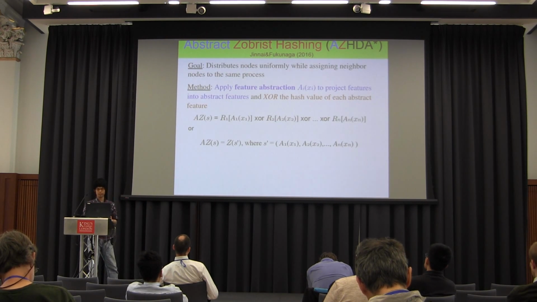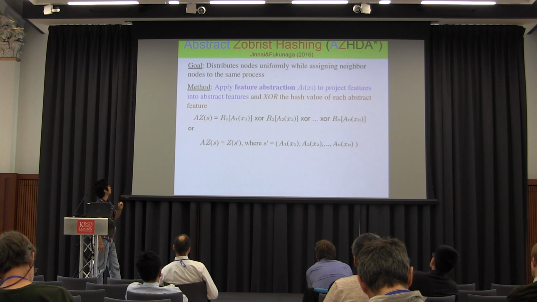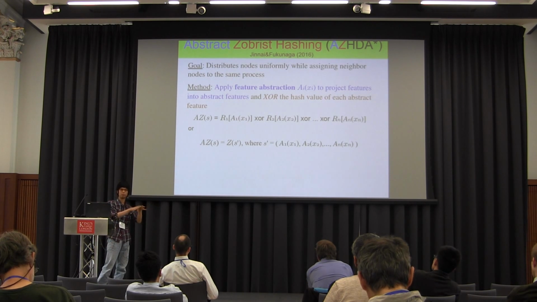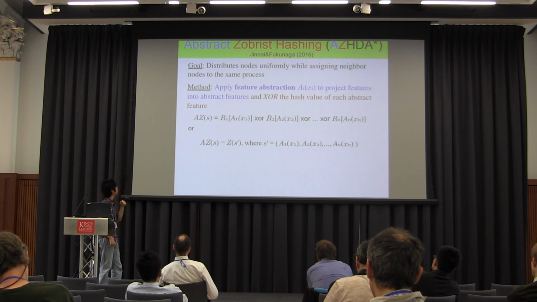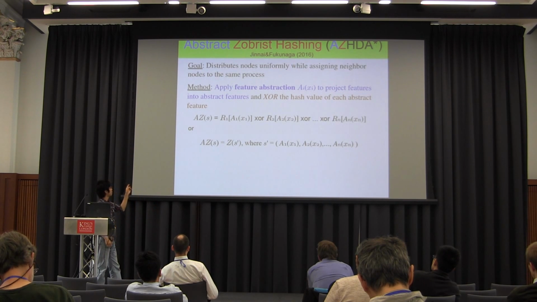In previous work at critical AI, we proposed abstract Zobrist hashing, which is a hybrid of the previous two methods. The goal of abstract Zobrist hashing is to distribute nodes uniformly while assigning neighbor nodes to the same process. It first applies feature abstraction, A_i(x_i), to project features into abstract features, and then XORs the hash value of each abstract feature.